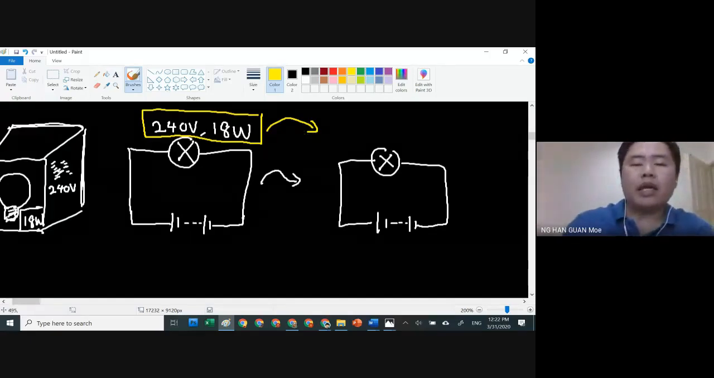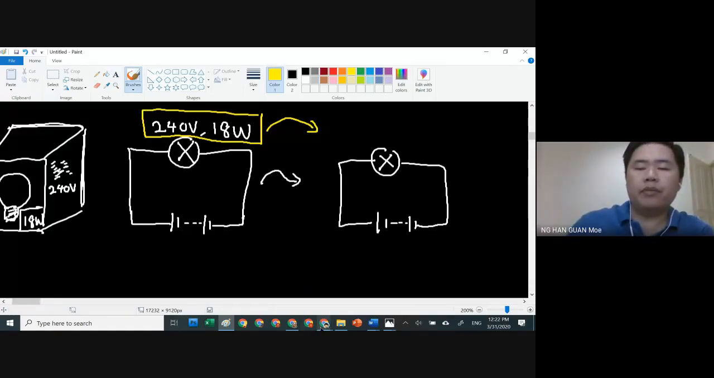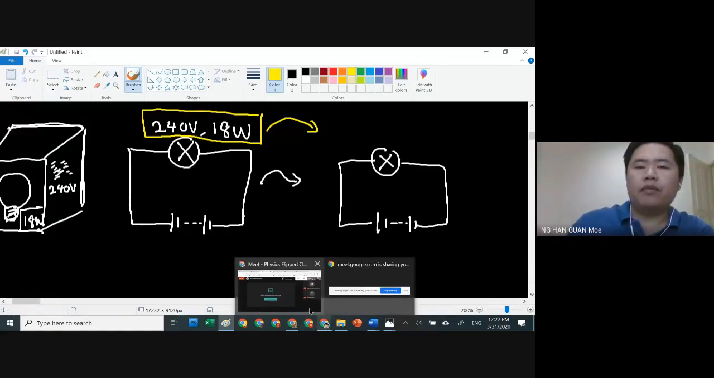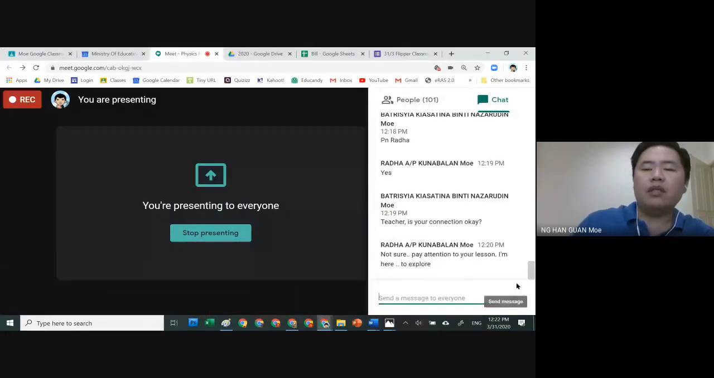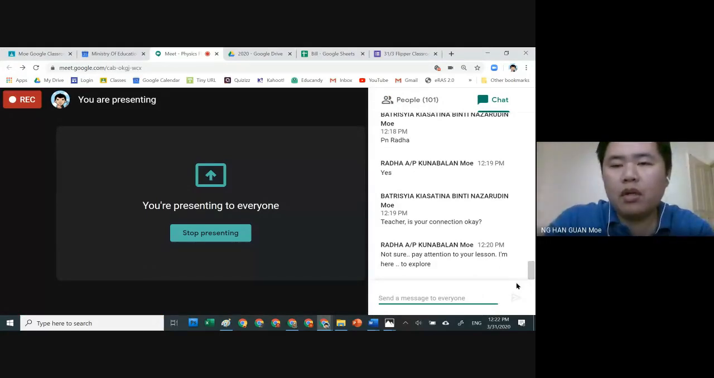May I know what is that constant value? Anyone know what the constant value is? It is very important that we should know. We should know it from the power rating provided.